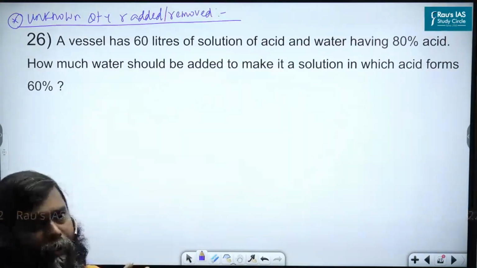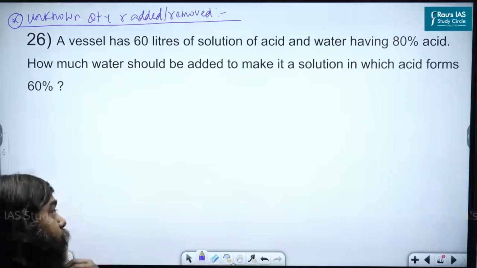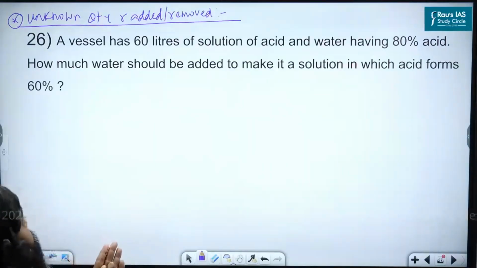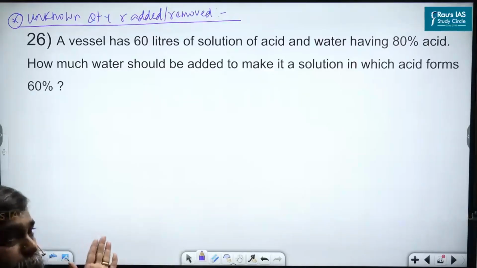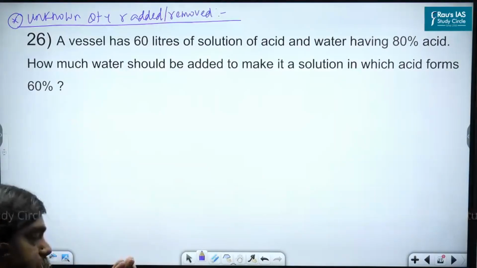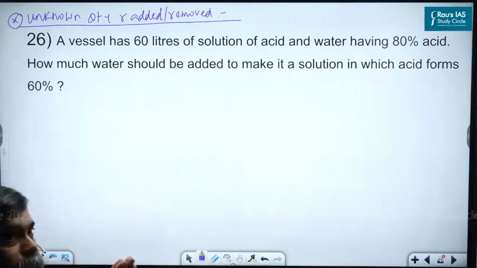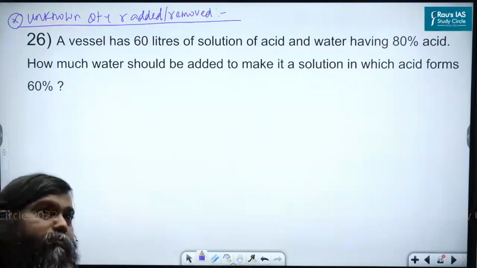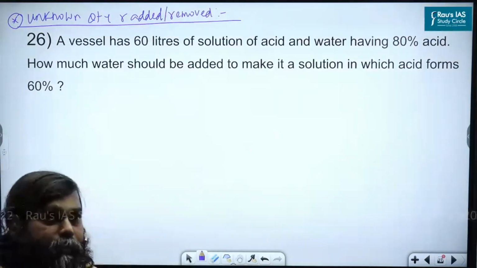Brahmananji, you tried like this. Originally acid is 80%, water is 20%. 20% of 60, 12 liter. Now acid is 60, remaining water is 40%. 40% of 60 is 24 liter. That means 12 liter increased. Did you try like this? Yes, sir. I forgot to add the water. Acha. I get the constant that the 12 is 60 liter. You assumed total is constant. Yes, sir.